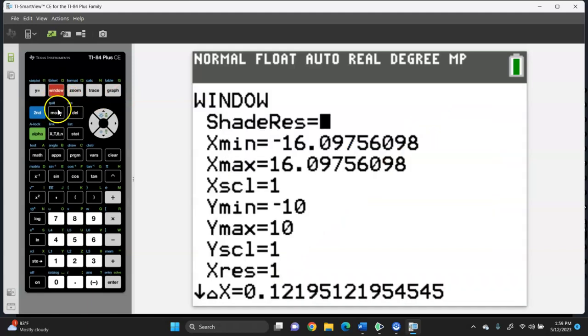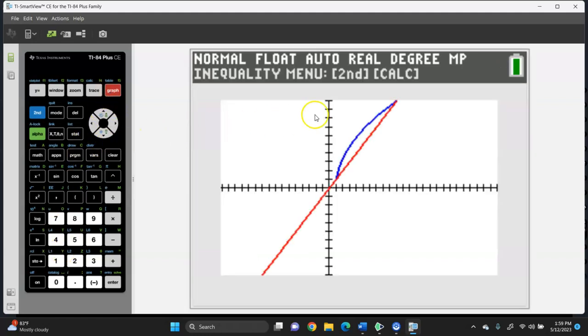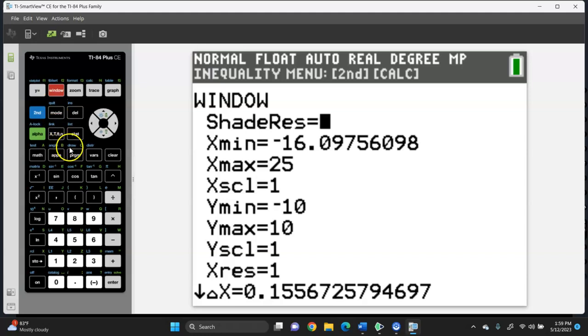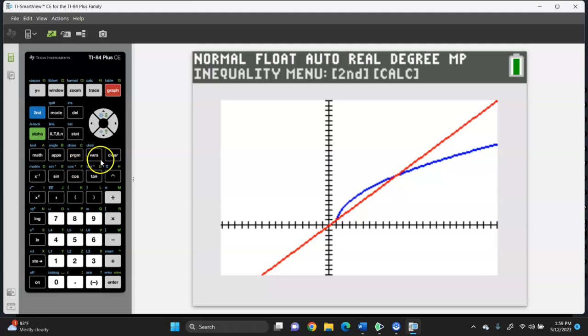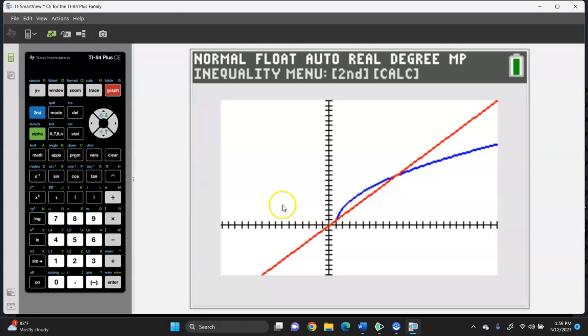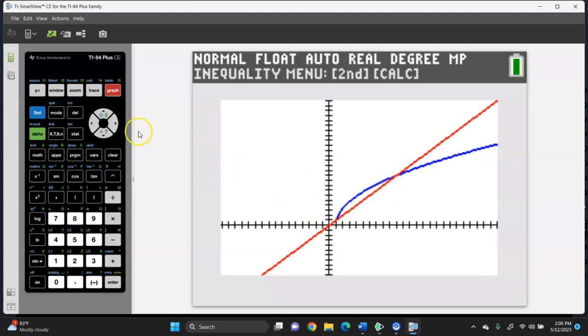So I'm going to go into my window and change my X max, and let's make that 25 and graph it. Okay, I still can't quite see it, so I'm going to keep adjusting my graph. Oh, that's because I changed the wrong thing. Oh, that was so silly. Y max, not X max. Okay, there we go.